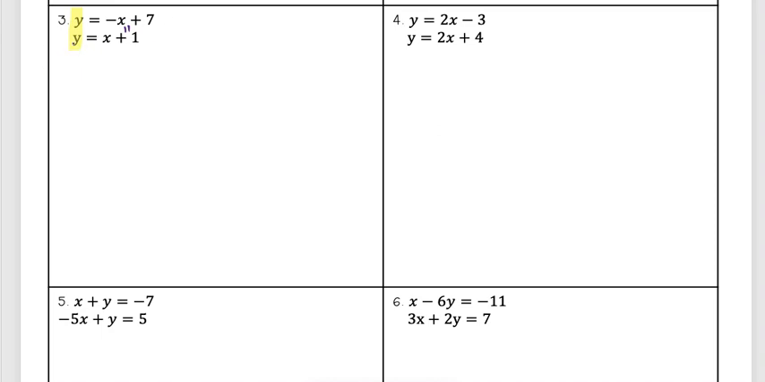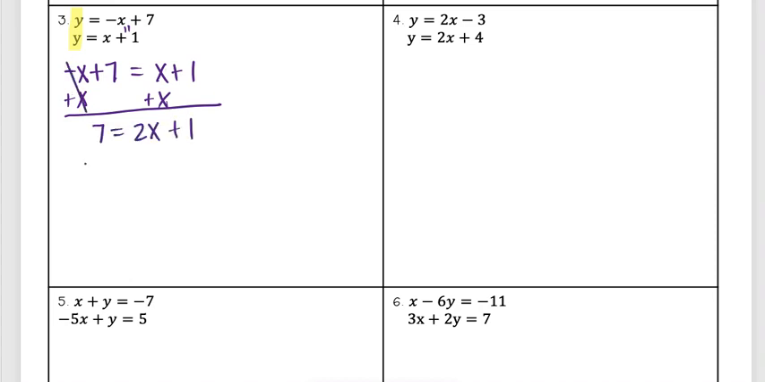And so whenever this happens, I can just say, okay, well that means that negative x plus 7 is equal to x plus 1. Since they're both equal to y, they're just also going to be equal to each other. And then I'm going to go ahead and solve that. So I'm going to add x to both sides. X plus x, I get 2x. And then subtract 1.